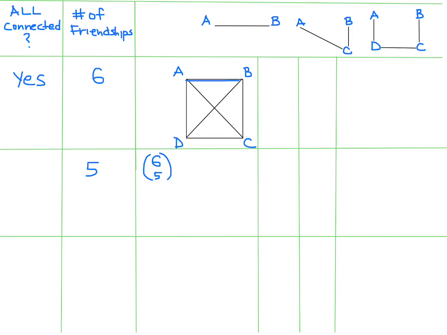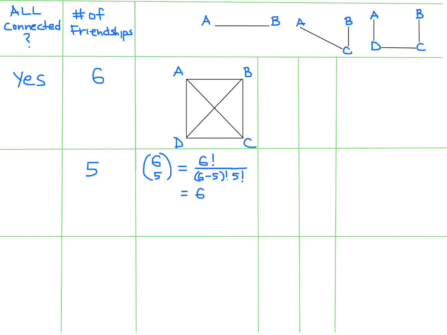We only want 5 friendships. So instead of 6 lines, we want 5 lines. So out of the 6 lines, I choose 5. This is what that means. 6 choose 5. And 6 choose 5 is 6 factorial over 6 minus 5 factorial times 5 factorial. And if you do the math, that just comes out to 6. Okay? So there's 6 ways of having a situation of only 5 friendships.